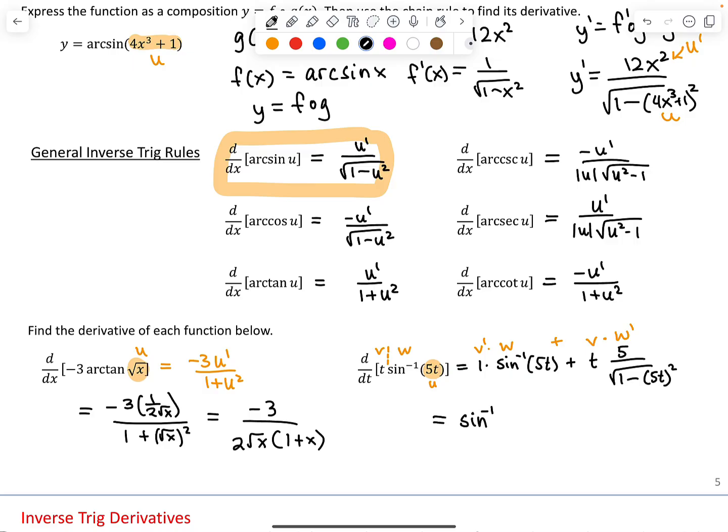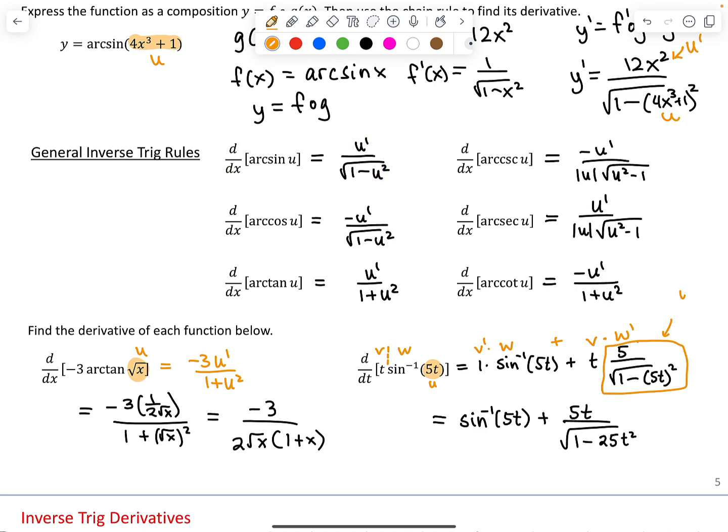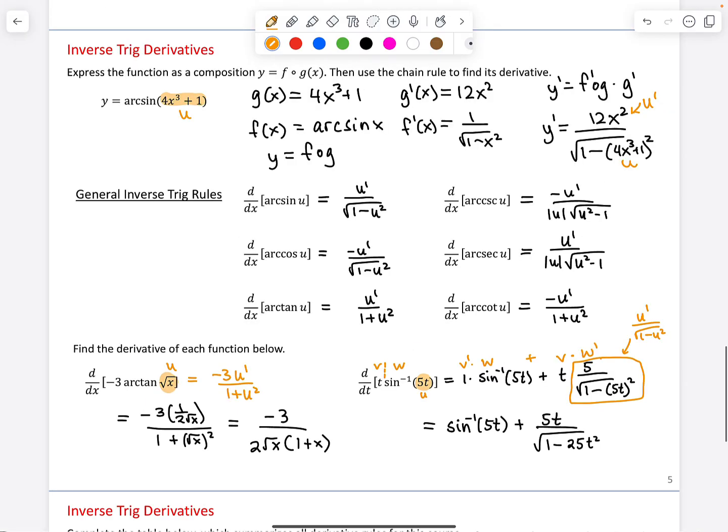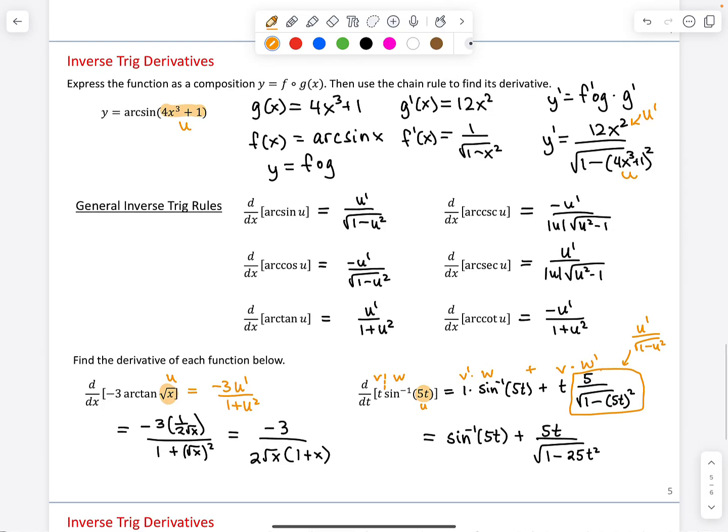So we get arc sine of 5t is the first term, plus, and then we have 5t over the square root of 1 minus, and if I remove those parentheses, I'll have 25t squared, because the 5 and t both get squared. And again, this fraction here was found by doing u prime over square root of 1 minus u squared, where u was 5t. So we had a generalized inverse trig rule nested within a product rule on this one. All right, this page wraps up our conversation on inverse trig derivatives, but there is one more page. Let's move to that.